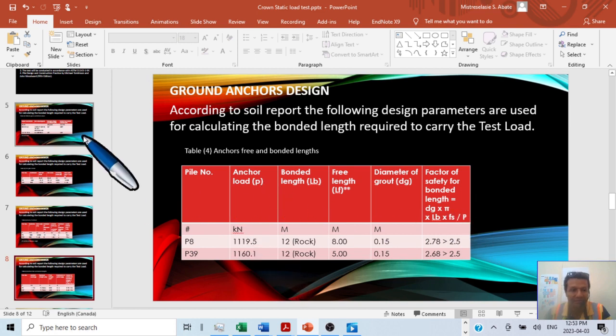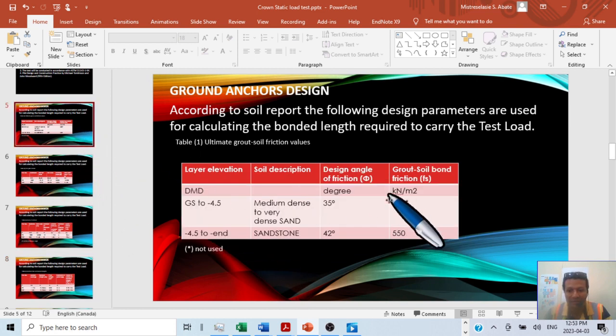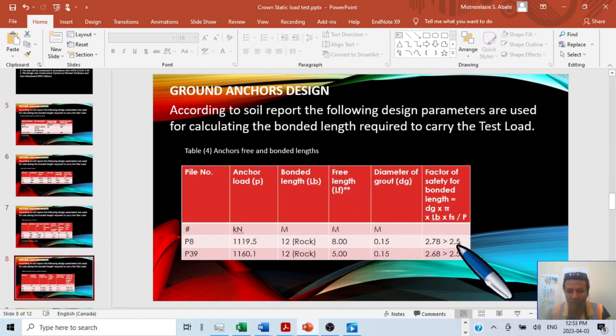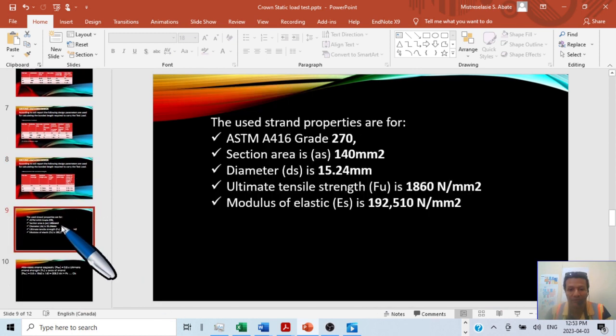What is fs? Fs is here. As you can see from the soil report, you can find the fs value, the grout-soil bond friction. In our case we are going to use sandstone. This is 42 degree, the design angle of friction, so we are going to use 550. If you check for our two piles, we have 2.78 greater than 2.5, and 2.68 greater than 2.5. So we are ready to go.